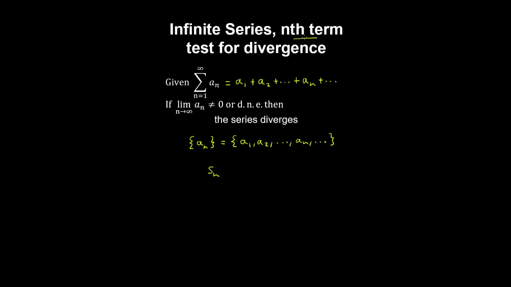And one of these is the nth term test, which checks if a series diverges. So this test checks if the limit of the sequence, as n approaches infinity, is not equal to 0 or does not exist. And if one of those conditions is true, then the series diverges. And really have a think about why that is. And we'll do a few examples to demonstrate the test.